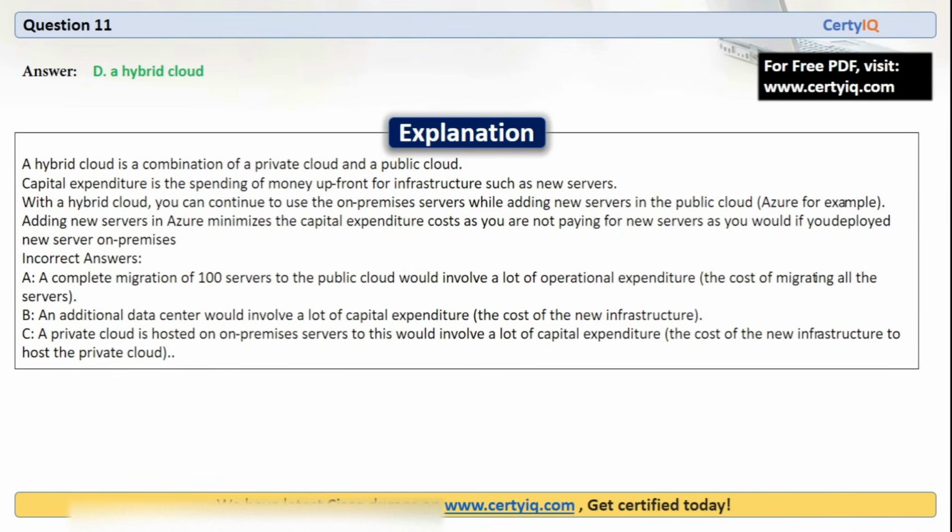With a hybrid cloud, you can continue to use the on-premises servers while adding new servers in the public cloud. Adding new servers in Azure minimizes the capital expenditure cost, as you are not paying for new servers as you would if you deployed new servers on premises. Moving on, question number 12.